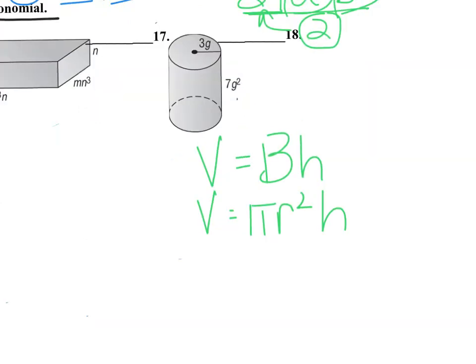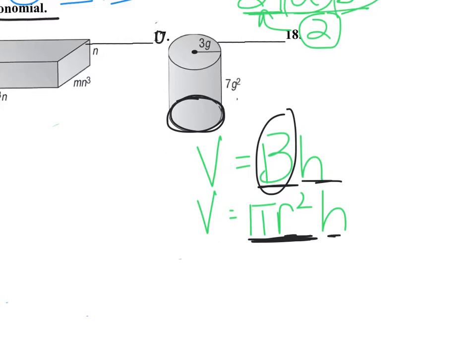For number 18, we have the volume of a cylinder. And if you didn't know the formula for the volume of a cylinder, it's capital B times H. And the capital B just translates to what the base is on the three-dimensional figure. In this case, it's a circle. And the area of a circle is pi r squared. So write the formula down and then pause the video and substitute in the values for r and h using the image.